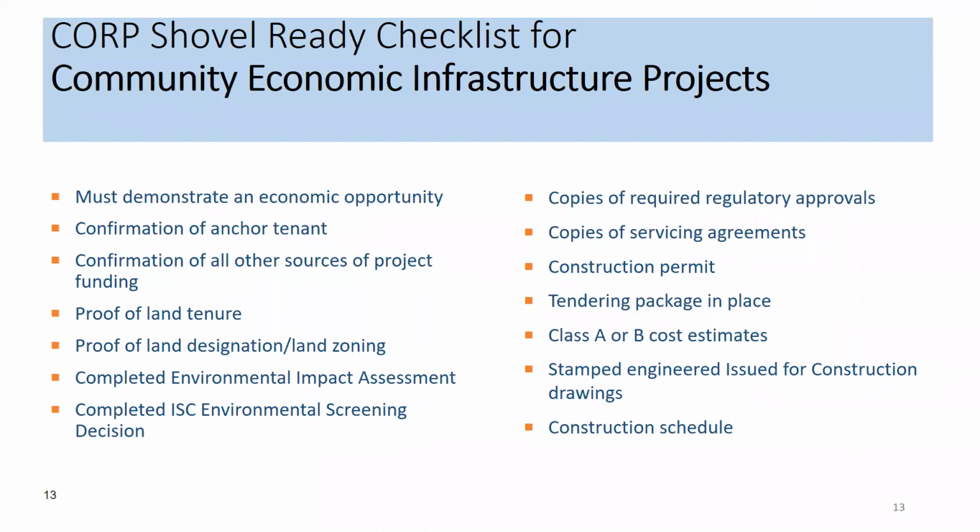We need to demonstrate there's an economic opportunity, such as leasing revenue or revenue from sales, as well as creation of new employment opportunities. We need to see confirmation of an anchor tenant. So if you have projects such as a business park, we need to see that there is interest from potential tenants, and there is at least one anchor tenant. That confirmation could be in the form of a leasing agreement.